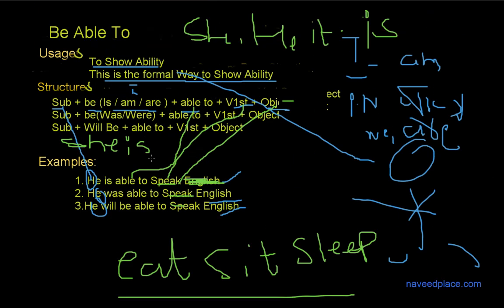And then we have will be. We can use will be with any subject. This last structure is for future. So in the first structure we are showing present, the second structure past, and the last structure future. Why do we use be able to? We use be able to to show ability, and this is a formal way to show ability.